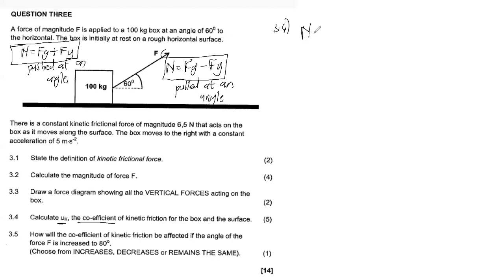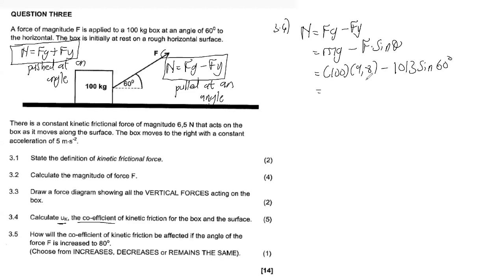Now N is equal to Fg minus Fy. Then it becomes mg minus F sine theta, right? Our mass is 100, multiplied by 9.8. Remember the force we've already calculated, we found 1013, and then that's sine 60 degrees. At this point, you just punch everything into your calculator and you get 102.72 newtons. So that becomes the magnitude of the normal force.